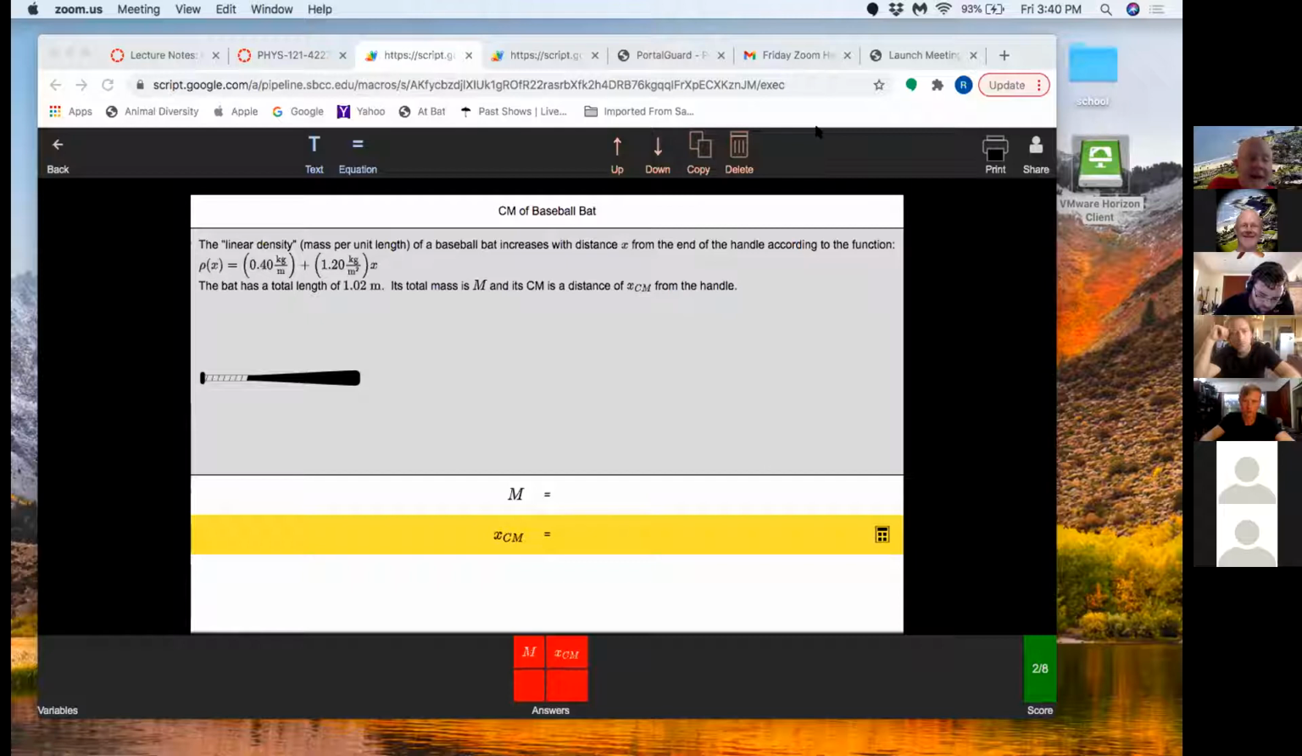Oh, it's got a nice picture of a bat. And the Dodgers just won the World Series. What could be better? Okay. Let's go Dodgers.